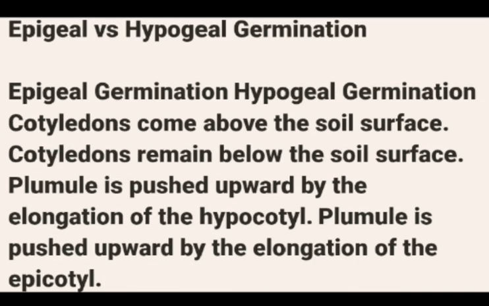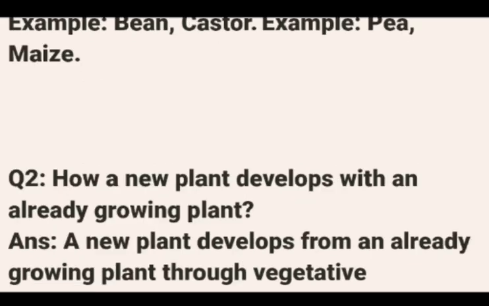Now, epigeal germination versus hypogeal germination. In epigeal germination the cotyledons come above the soil surface, while the cotyledons remain below the soil surface in hypogeal germination. In epigeal, the plumule is pushed upward by the elongation of the hypocotyl, and in hypogeal the plumule is pushed upward by the elongation of the epicotyl. Examples of epigeal germination are bean and castor. Examples of hypogeal germination are pea and maize.